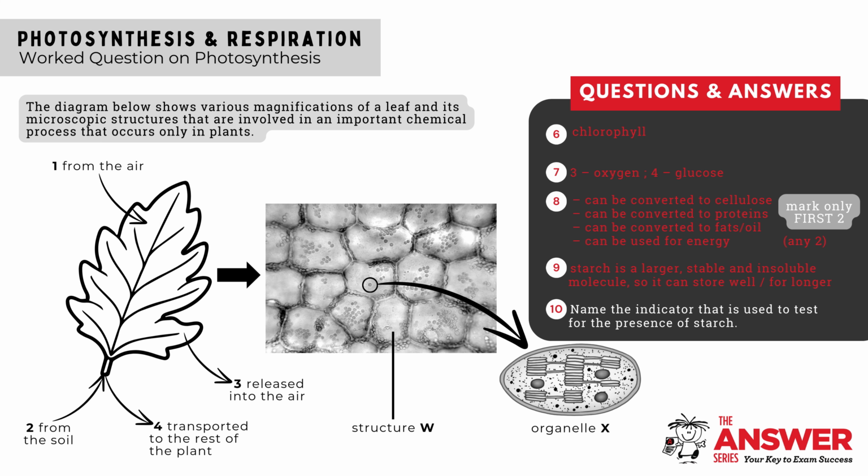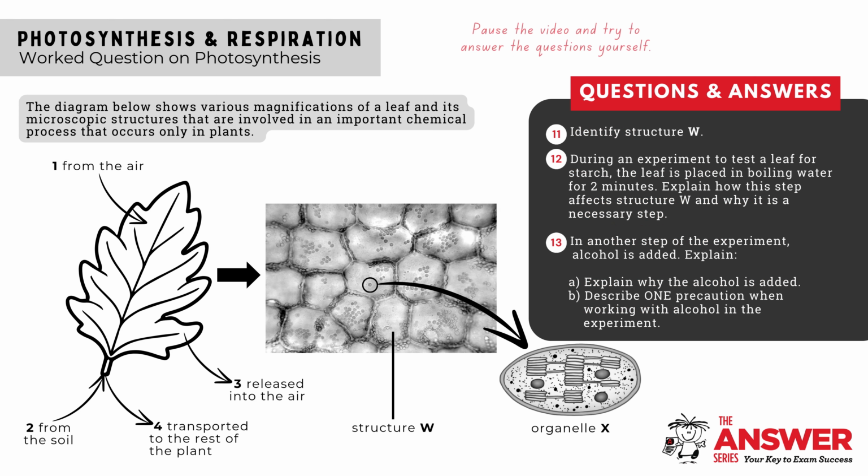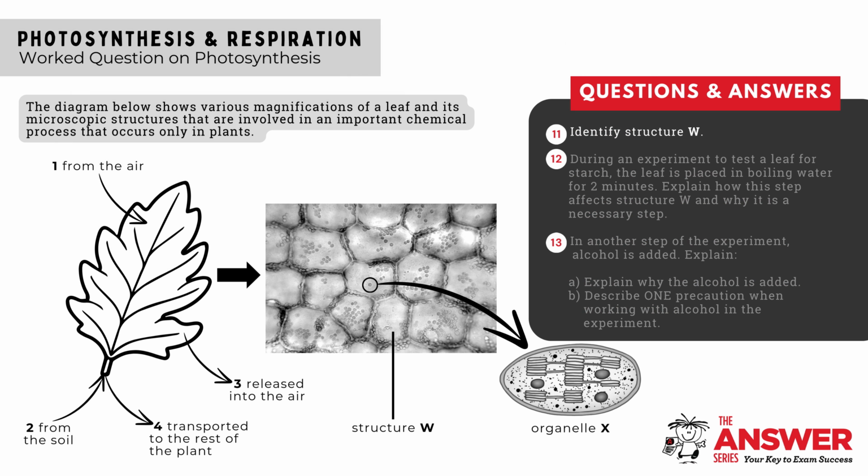Name the indicator that is used to test for the presence of starch. And from our video, you should know that that is iodine solution. Identify structure W. Now, structure W is showing you one of the individual plant cells inside of this magnified picture. So that is a single cell or a single plant cell, the microscopic structure that makes up all living things.